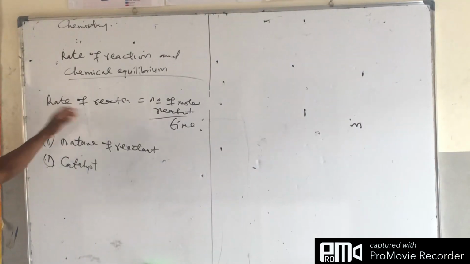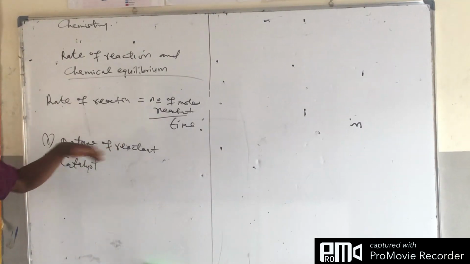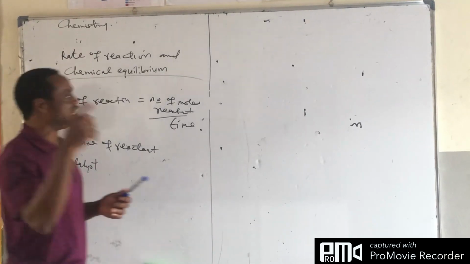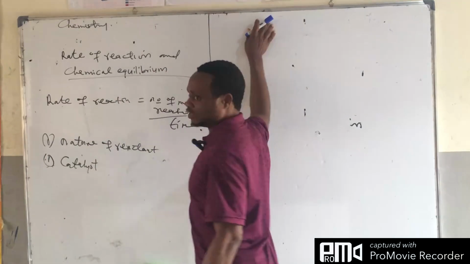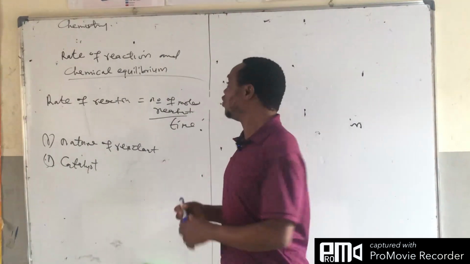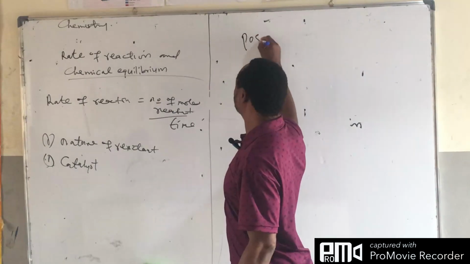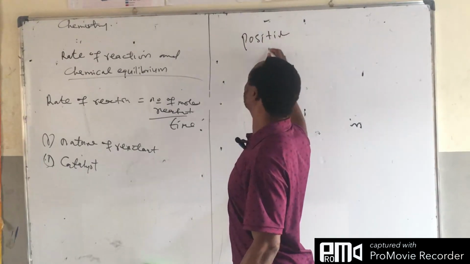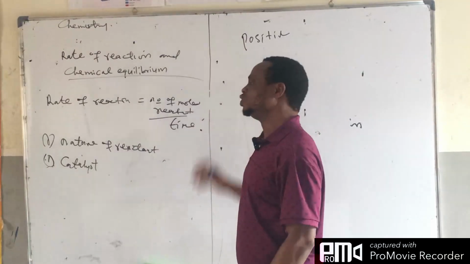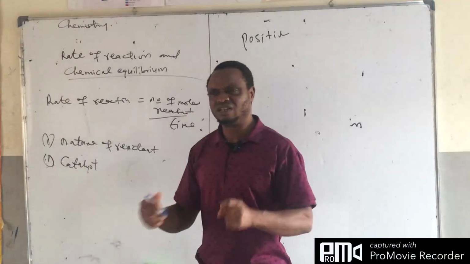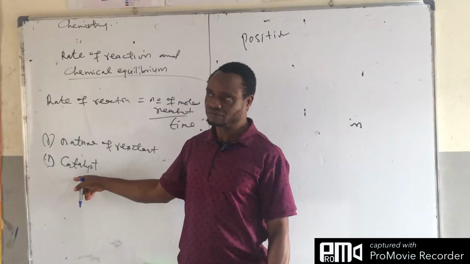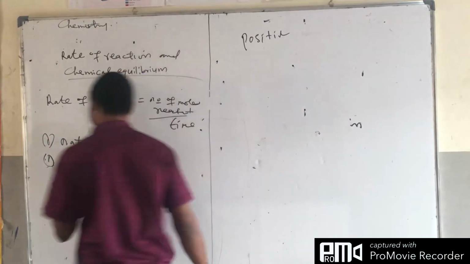Those that tend to slow it down are called inhibitors, but those that tend to accelerate it are called accelerators. So there are two types of catalysts. The ones we also call positive catalysts are those that increase the rate of the reaction, the speed at which it occurs. Some reactions don't occur naturally unless you add a catalyst to them.